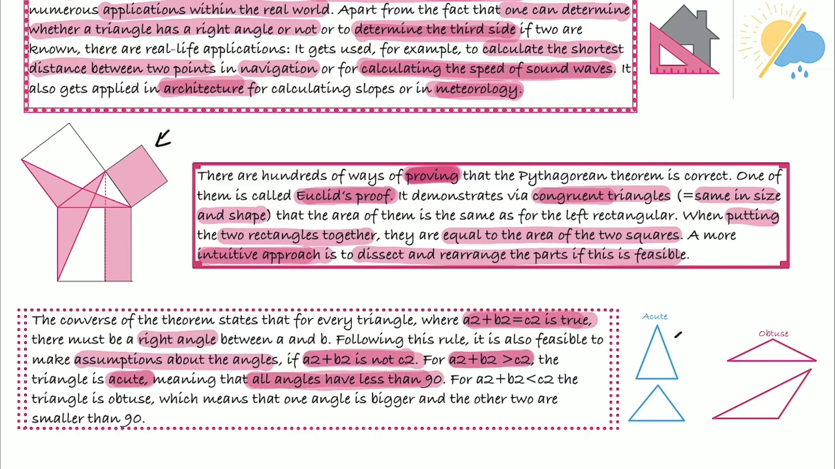Here you see two examples, how such a triangle could look like. Then for A squared plus B squared is smaller than C squared, the triangle is obtuse. And this means that one angle is bigger and the other two are smaller than 90 degrees. Again, here are two examples.